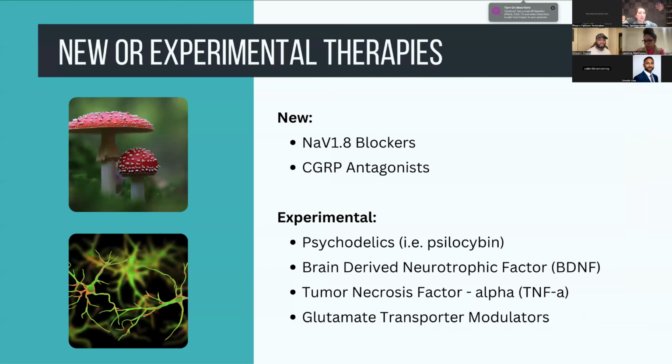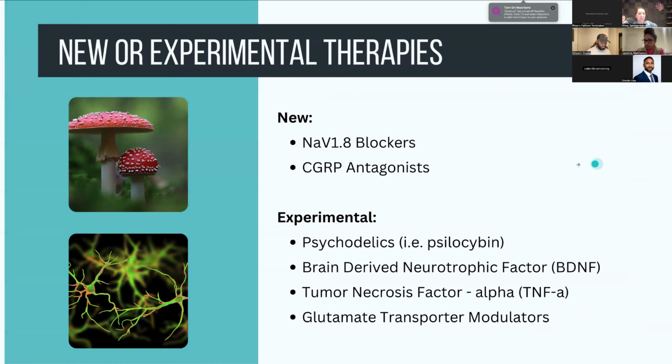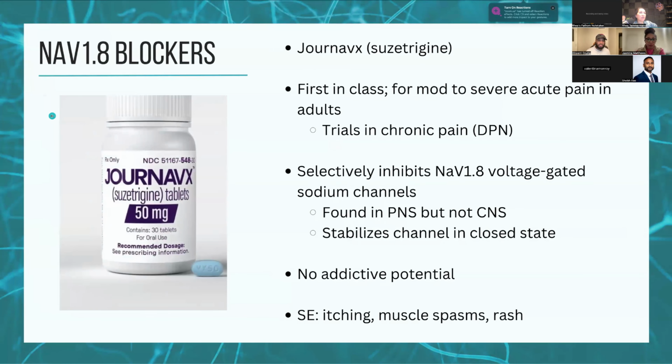Some new or experimental therapies that are coming out. So we have our NaV 1.8 blockers, CGRPs. Those are new, experimental, that I'd mentioned earlier. NaV 1.8. So this drug just got FDA approved a couple months ago, Journavx or suzetrigine. Right now it's only available PO. They're going to be starting to work on an IV formulation, and I really believe that this category of drug will eventually replace short-acting opioids for surgery.